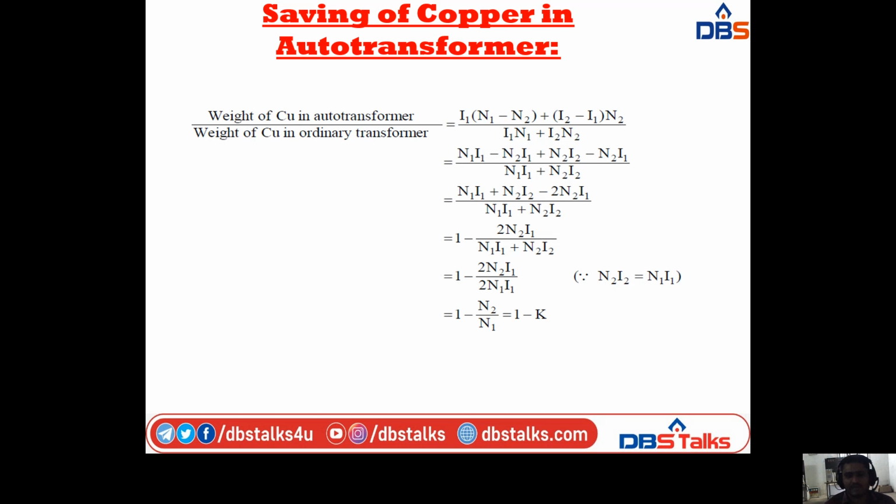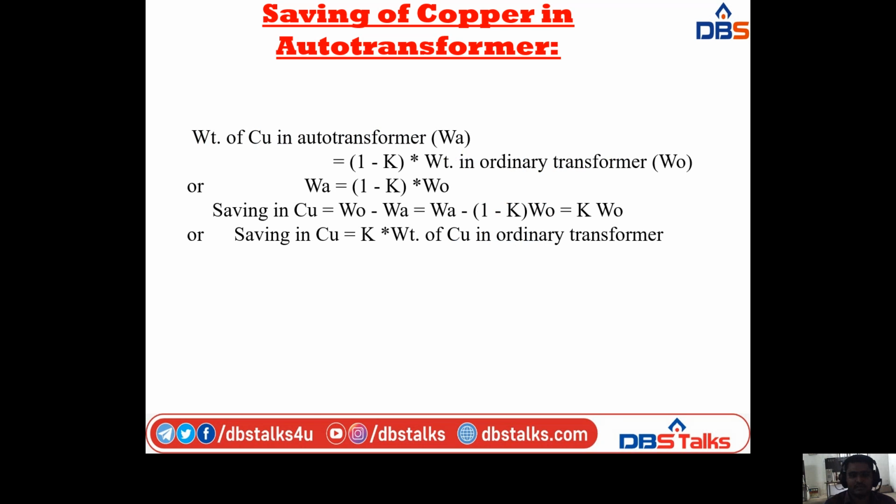Next we have 1 minus N2 I2 by N1 I1. Here N2 I2 is equal to N1 I1, so N1 I1 plus N1 I1 is 2 N1 I1. After simplifying the above, we have 1 minus N2 by N1, which is equal to 1 minus K. You know already N2 by N1 is equal to K, so substitute here: 1 minus N2 by N1 is equal to 1 minus K.